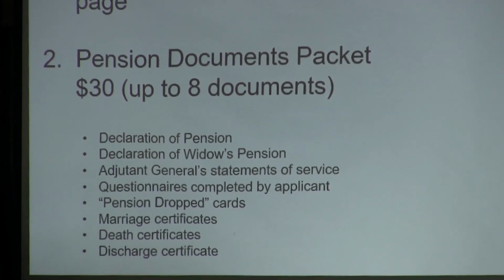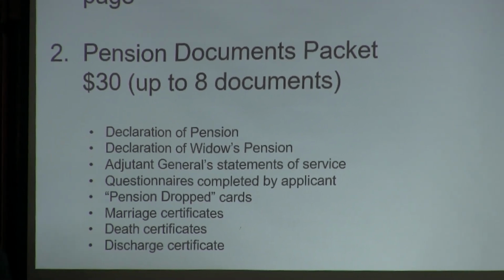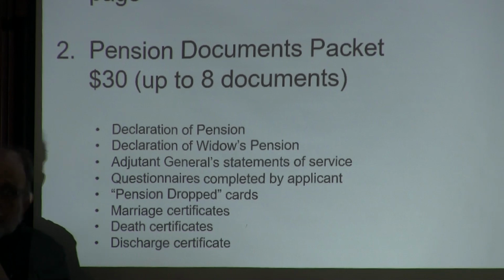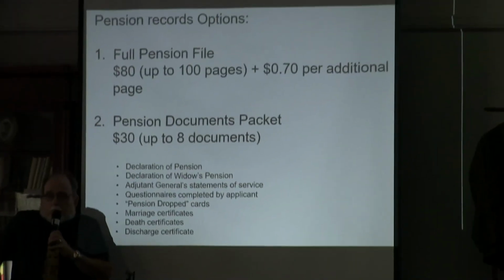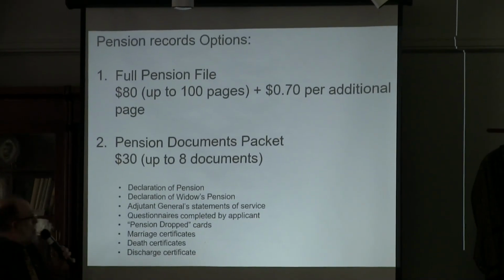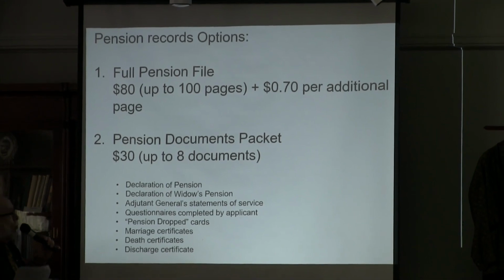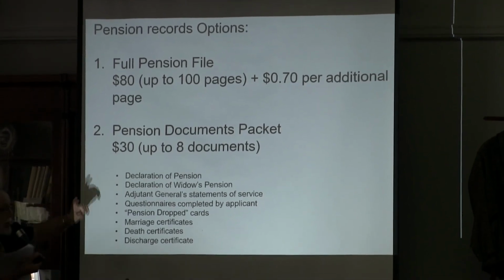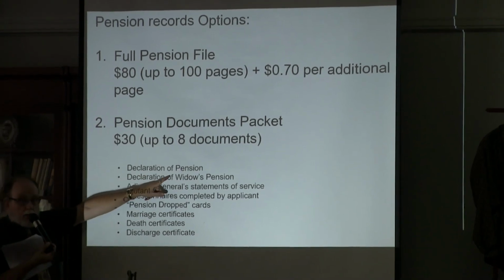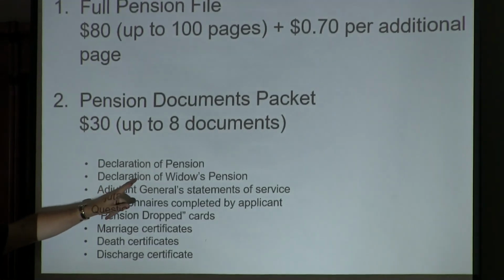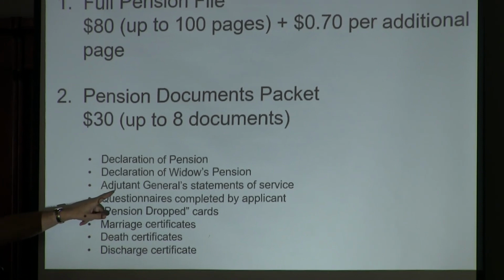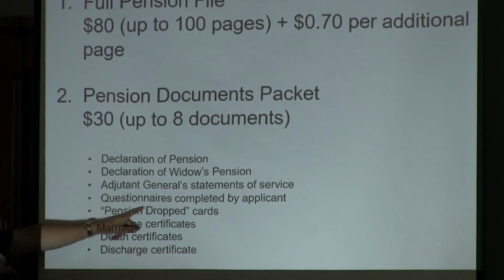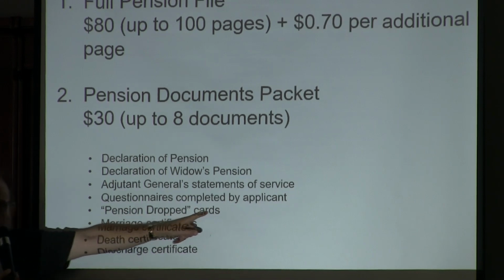It's kind of a crapshoot, if I can use those words. You don't know what you're going to find in 8 pages. You might find some nuggets. Who knows? Now, what is contained in a pension application? Declaration of pension, declaration of widow's pension, adjutant general's statements of service, questionnaires completed by the applicant.